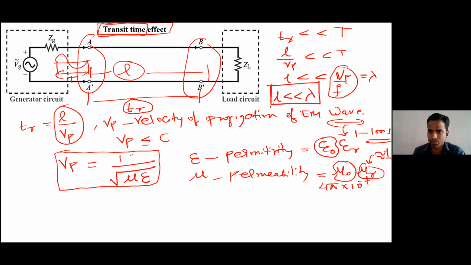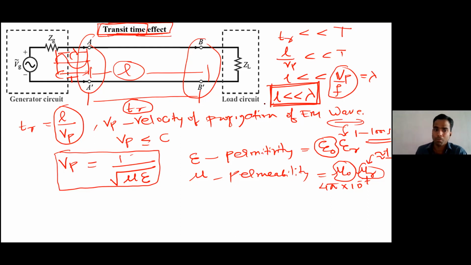So you can remember this. Okay, this is the essence. If the length of that line is very much less than the lambda, which is the wavelength of the EM wave, the length of one cycle, if your L is very much less than the lambda, then we don't consider transit time effect, and that is what we do in your network theory and basic circuit theory, right?